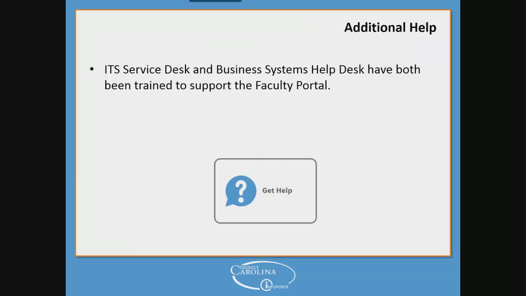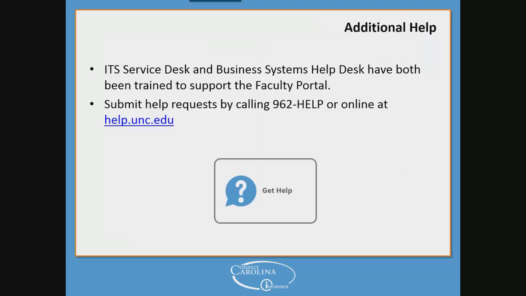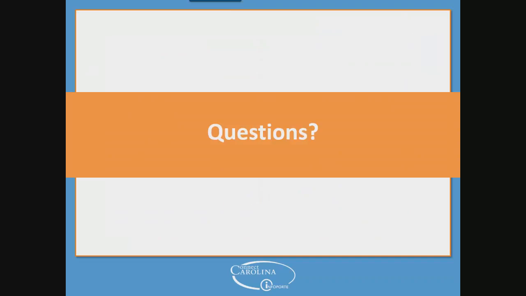But in terms of additional help, the ITS Service Desk and the Business Systems Help Desk have both been trained to support the faculty portal. And so if you get a question that you aren't able to answer, you can submit the help request at 962-HELP or online at help.unc.edu. And that's it. So that, in a nutshell, like I said, is the faculty portal, and that's 17 minutes, so right in the middle of what I thought.